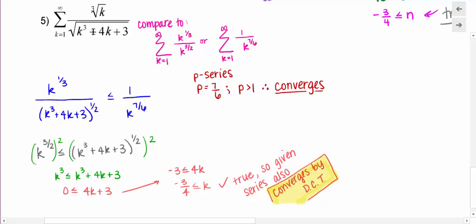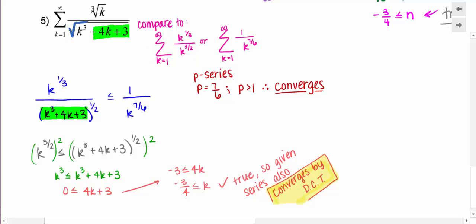This one, I'm going to, first of all, rewrite this k cubed plus 4k plus 3 here, all to the 1/2, so I can see it as an exponent. And then what I'm also going to talk about is this plus 4k plus 3 again is not as dominant as that k cubed, but it is underneath the square root. So that function is k to the 3/2, not k cubed. You've got to make sure you keep it under that square root.